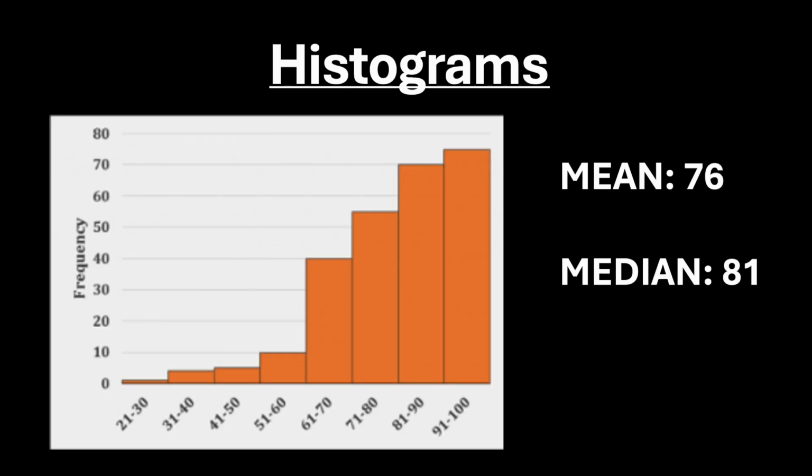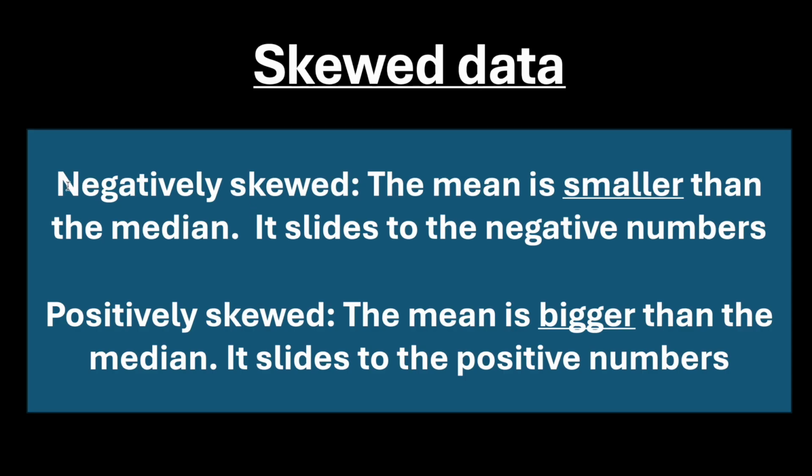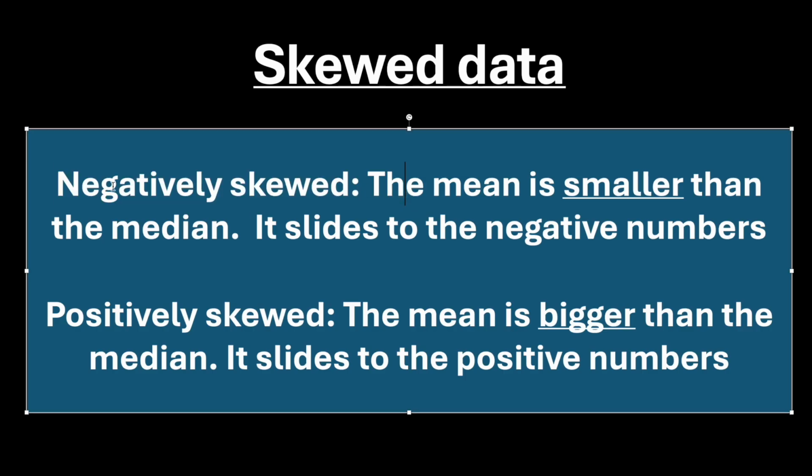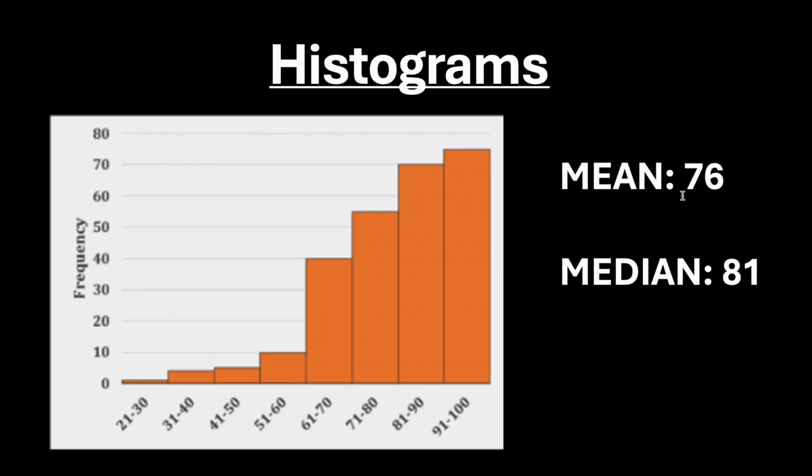So looking back at this histogram from before, if the mean is 76 and the median is 81, the mean is smaller than the median. 76 is a smaller number than 81. So going back to our definition, if the mean is smaller than the median, then it is negatively skewed. And we can also see that visually, that this slides towards the negative numbers here.